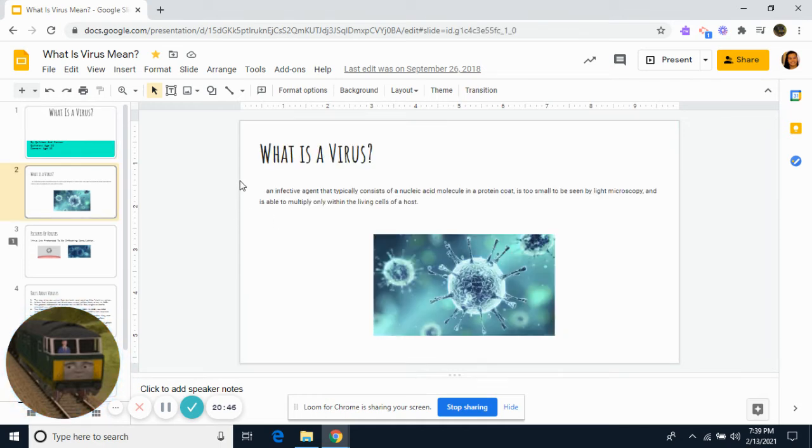What is a virus? An infective agent that typically consists of a nucleic acid molecule in a protein coat, is too small to be seen by light microscopy, and is able to multiply only within the living cells of a host.